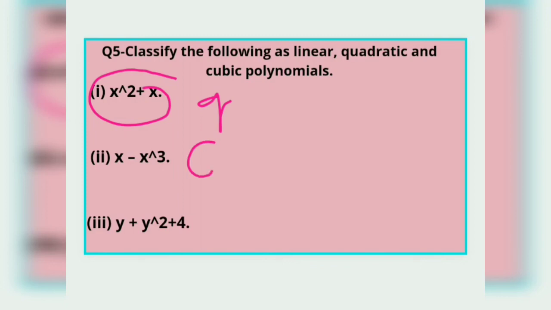Now, y plus y square plus 4. Square means quadratic. Okay, move to the fourth one. 1 plus x. Power of x is 1. That means this is linear. Now 3t, again the power of t is 1. This is also linear. Move to the next one. r square. Power of r is 2. That means this is quadratic.